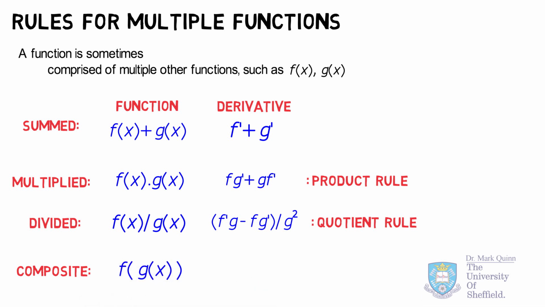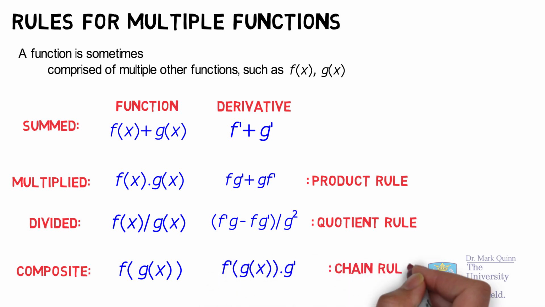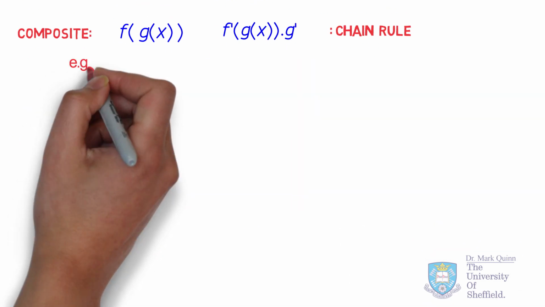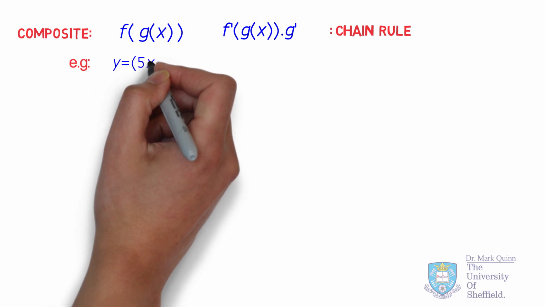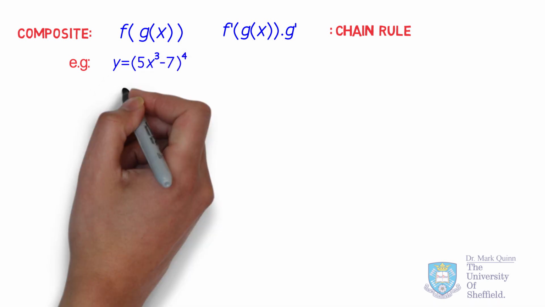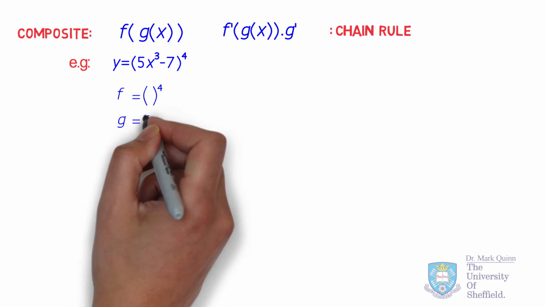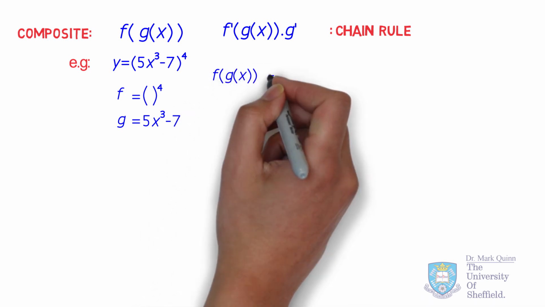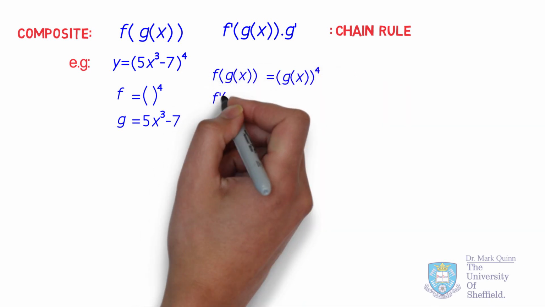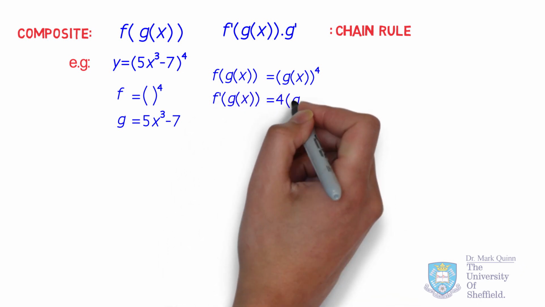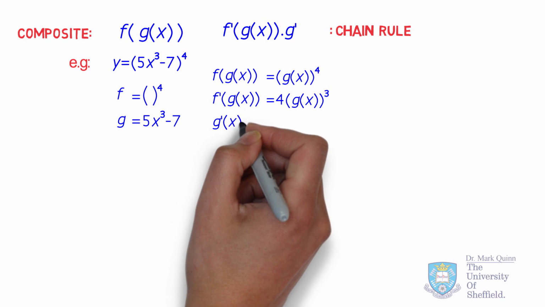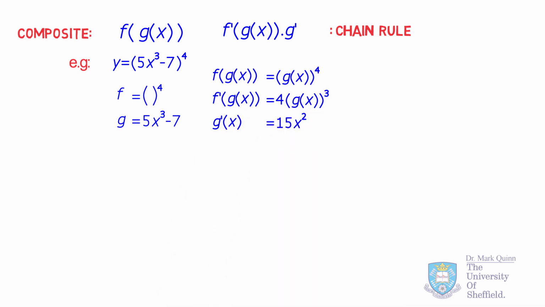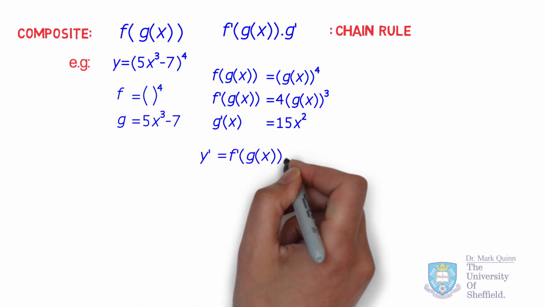The chain rule is frequently used, and it's probably best shown through an example. Here we have a function, or indeed two functions. We've got 5x cubed minus 7, all of it to the power of 4. So the first function is to the power of 4, and the embedded function is g, which is 5x cubed minus 7. Using the chain rule, we first get the derivative of f, which of course is 4 bracket everything to the power of 3. And then we get the derivative of the inner component, g, and that's simply 15x squared. We combine them together using the chain rule, and we get 60x squared multiplied by 5x cubed minus 7, all to be cubed.